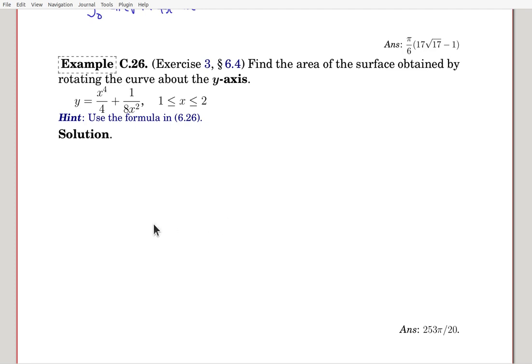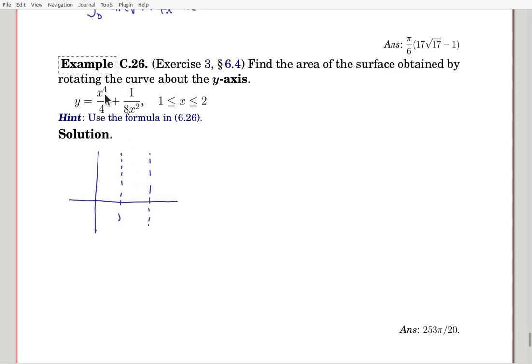Now, that is one of your homework problems. Find the area of the surface obtained by rotating the curve about the y-axis. For this one, let's try to understand the problem. Now, x is moving from 1 to 2.